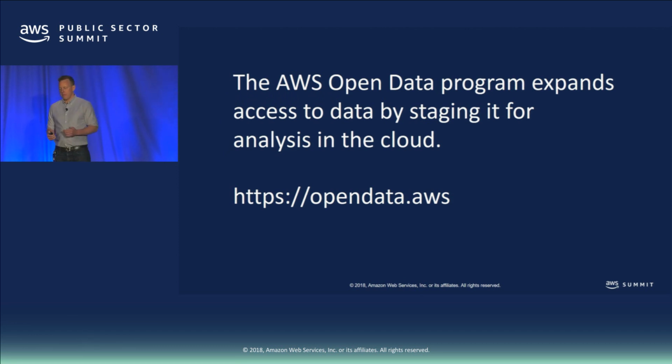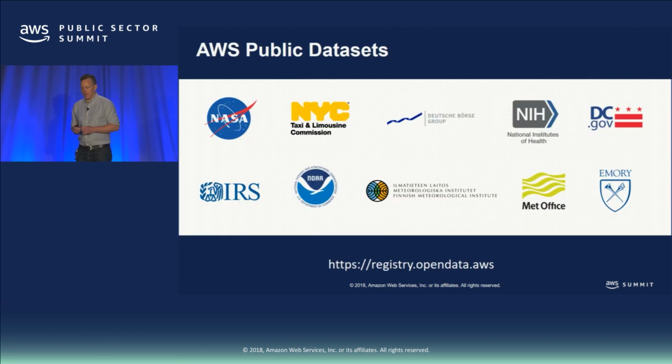We're trying to make sure that people who didn't have access to data yesterday might have better access to that data today. And the way that we do that is by finding ways to stage data for analysis in the cloud. And if you go to our site, we've got a nice site. I think it's a nice site. opendata.aws. You can see some examples of what our customers are doing today to make data easier to access by making it available in the cloud.